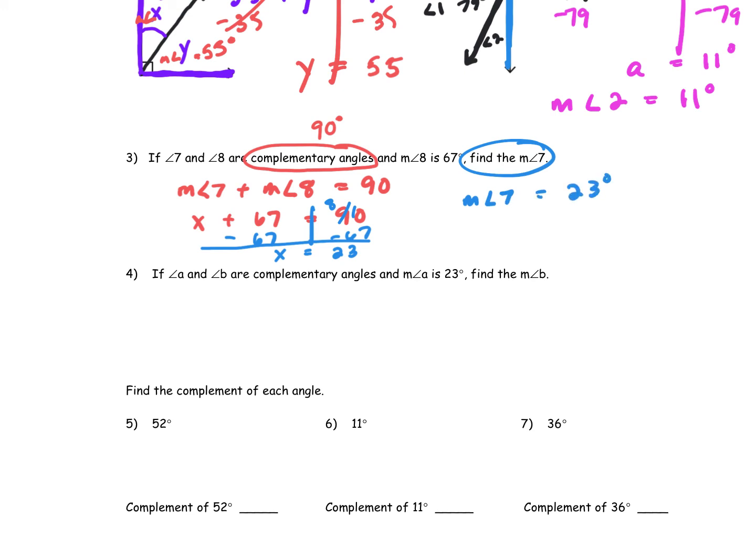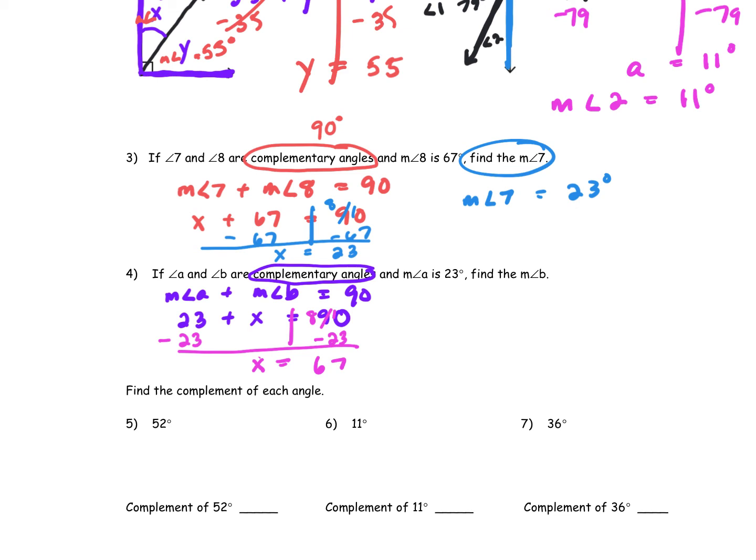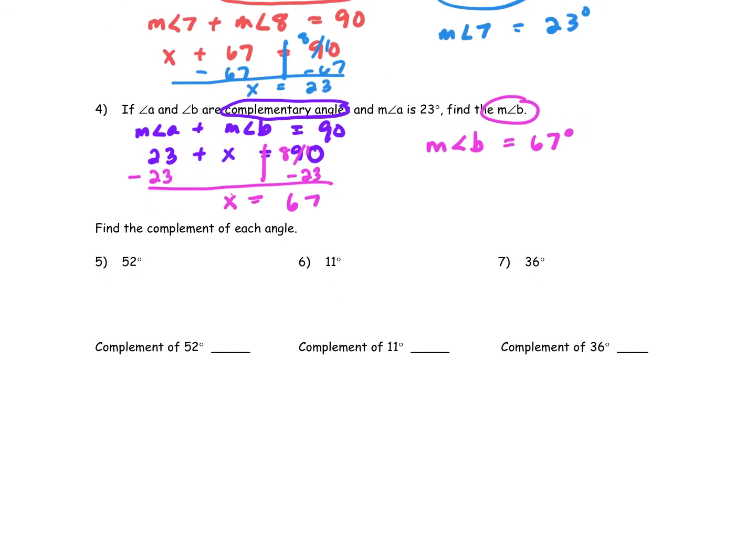Would you please try number 4 and then replay the video when you're done? All right, well, that was kind of silly because it ended up being a little bit more obvious on this one. The measurement of angle B was 67. That's kind of the inverse of what we had for number 3. Let's now look at another way they might ask this.